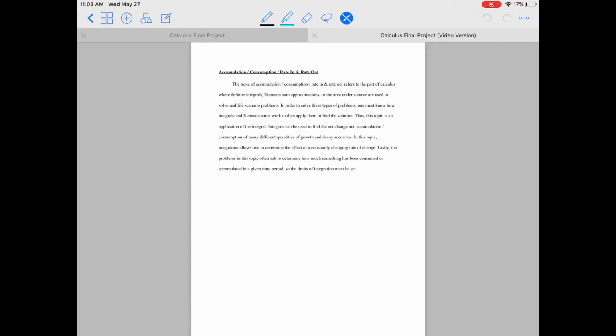Thus, this topic is an application of the integral, where integrals can be used to find the net change and accumulation or consumption of many different quantities of growth and decay scenarios. In this topic, integration allows one to determine the effect of a constantly changing rate of change. Lastly, the problems in this topic often ask to determine how much something has been consumed or accumulated in a given time period, so the limits of integration must be set.